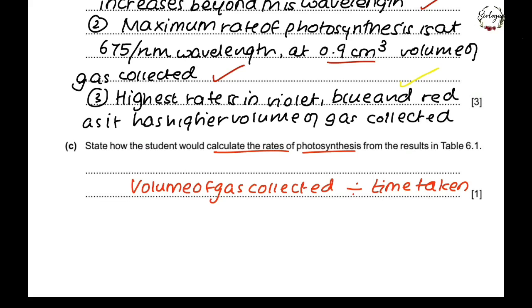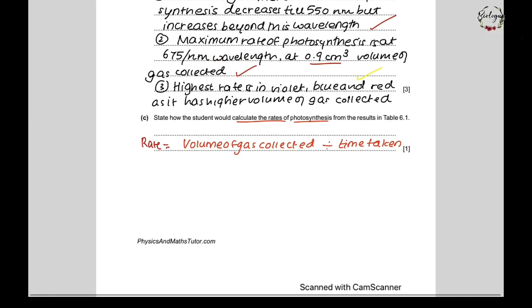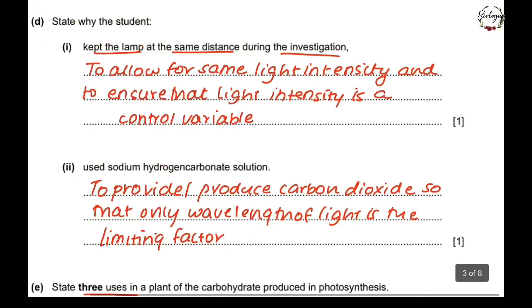State how the student would calculate the rates of photosynthesis from the results in table 6.1. The rate of photosynthesis is the volume of gas collected divided by the time taken to collect that gas. Okay. Let us see the next question.